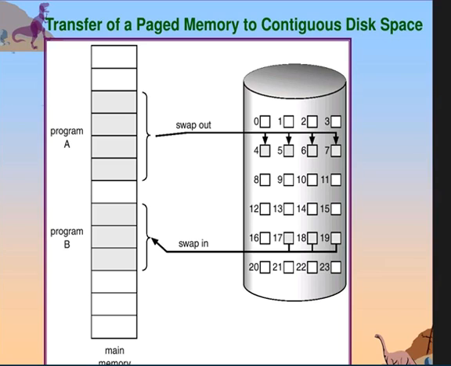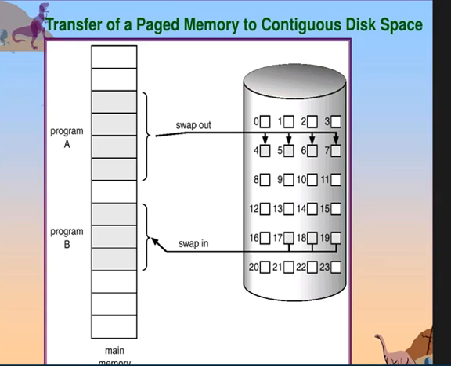In the next slide, you have the transfer of a paged memory to contiguous disk space. Here we have two programs. Program A is going to be swapped out into disk from the main memory, that is the contiguous memory locations in the disk. And whatever the blocks 17, 18, 19 are there, the data is swapped into what? Program B.